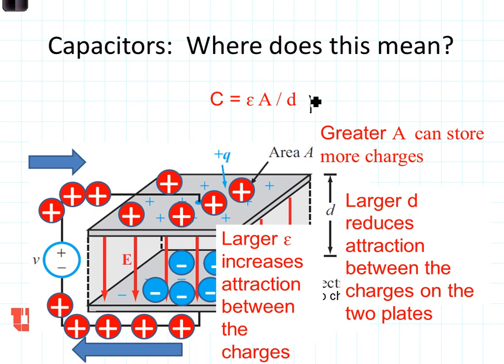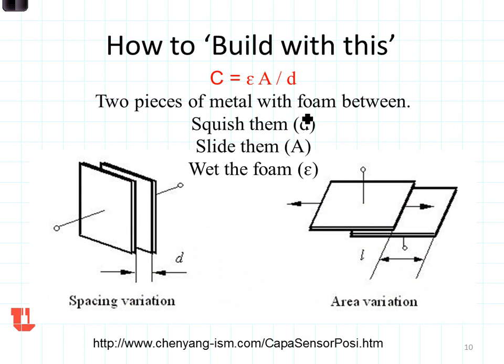Okay, so what does it mean when we talk about epsilon A over D? Of course, a larger A can store more charges. Epsilon means that the attraction between the two charges, or the ability to set up this strong electric field, increases with larger epsilon. And D, of course, means that it reduces the attraction between the two charges.